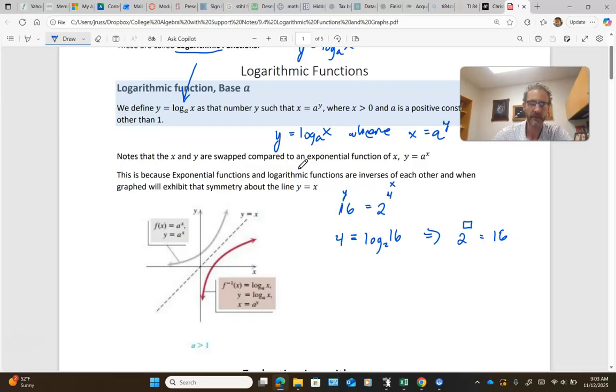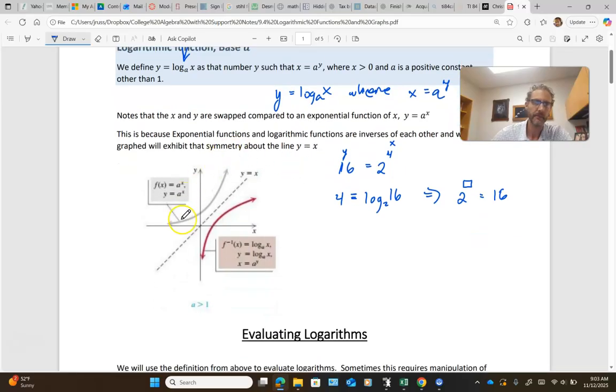All right, now graphically, remember a to the x looks like this when graphed, okay? It looks like this if the base is bigger than 1. If you recall, it's an increasing function, okay? So if your base is bigger than 1, like 2 or 3 or 4 or 5, then this is what your graph of your exponential function looks like.